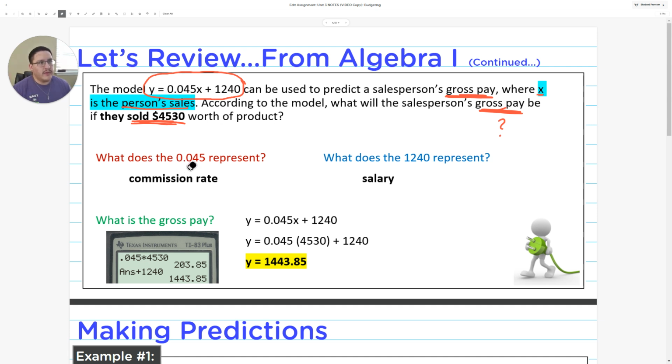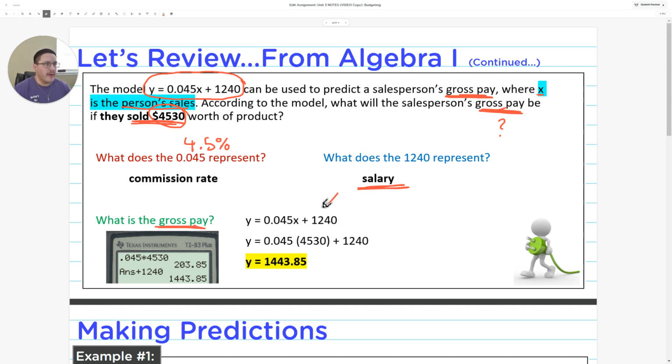So in this case, what does 0.045 represent? That's the commission rate. If we change it back into a percent, this is 4.5% commission. Now, what does the 1,240 represent? That's his base salary, if he doesn't sell anything. However, in this problem, what will the salesperson's gross pay be if they sold $4,530 worth? We're using that as a part of his pay, along with his salary. So what is his gross pay?